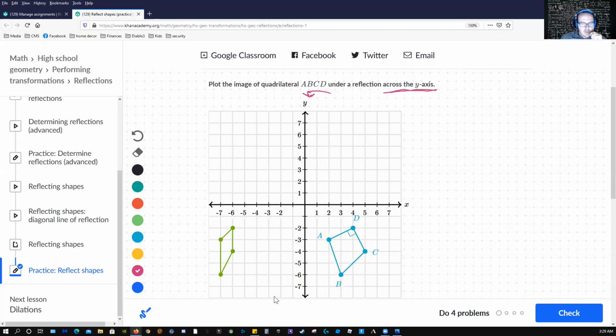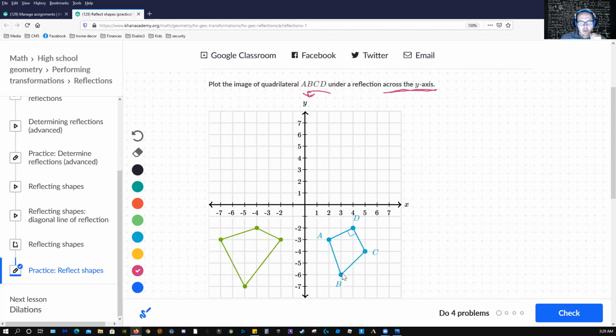Okay, so this point A is the closest point to the y-axis. It's at -3 as a y value, but its x value is 2. Now, since we're flipping over the y-axis, its opposite value, instead of being under the 2, I want under the -2, right there. So I've just done a reflection of vertex A. Now, vertex D is underneath the 4, so I need that to be underneath the -4. See that? So now those two are reflected.